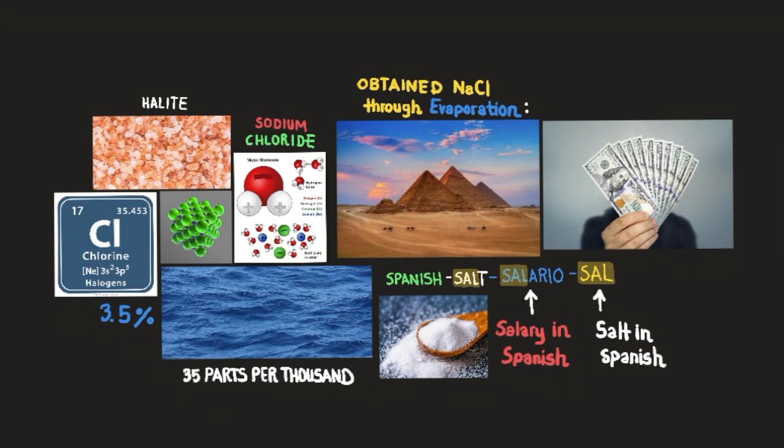The Egyptians thousands of years ago obtained salt, the halite rock. They obtained it through evaporation of the ocean water, which consists of 3.5% or 35 parts per thousand in terms of quantity. And the Romans used to get paid in salt. That's where the word salary comes from. So whenever you hear my salary is, just remember that the word salary comes from the word salt. The Roman soldiers were paid salt back then, and that's where the connection to today's times comes from.